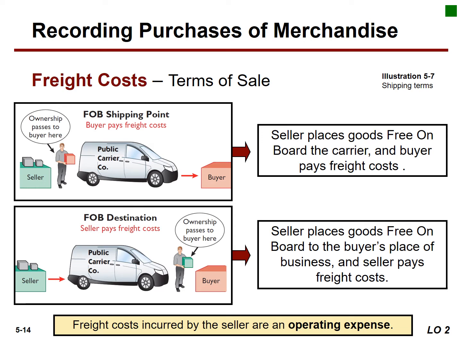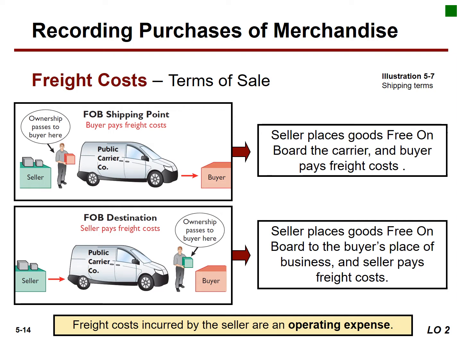Shipping terms designate who is going to pay the cost of shipping the goods, the freight costs. If the shipping terms are FOB shipping point, it means the buyer is going to pay the freight cost. If it's FOB destination, it means the seller is going to pay the freight costs. FOB stands for free on board.